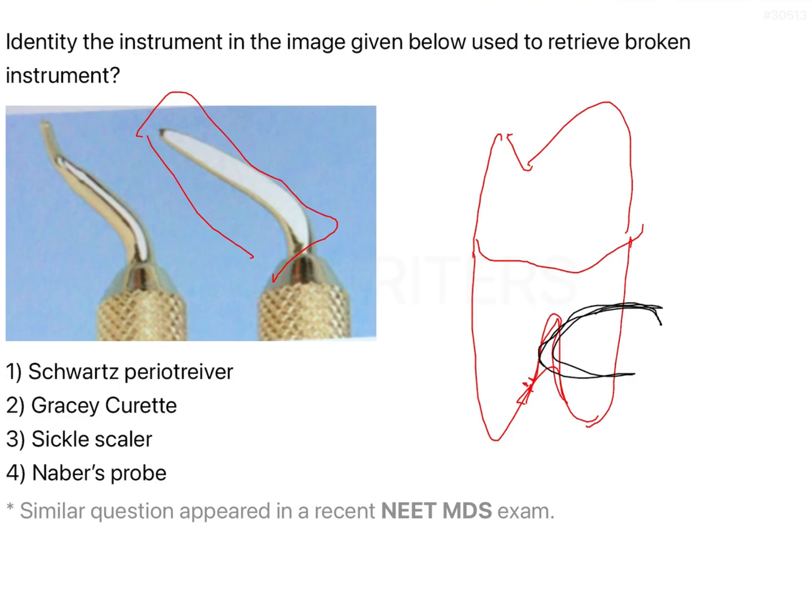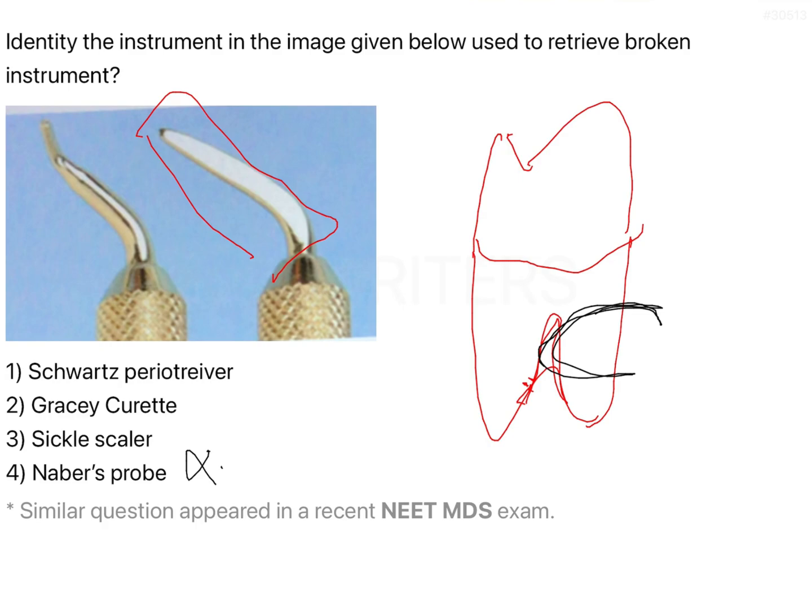Okay, now the Nabers probe is completely out because it is primarily used to measure the furcation involvement. Second is a sickle scaler. The only primary use of a sickle scaler is nothing but scaling, rather only scaling. So you are going to be using a sickle scaler only to remove the calculus, supragingival or subgingival calculus, which is going to be present. Primarily supragingival, as subgingival calculus is removed through curettes. So you are going to be using a sickle scaler primarily only to remove the supragingival calculus.